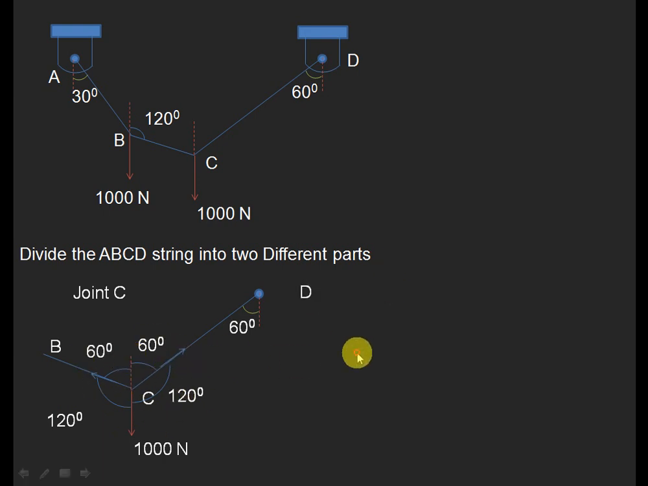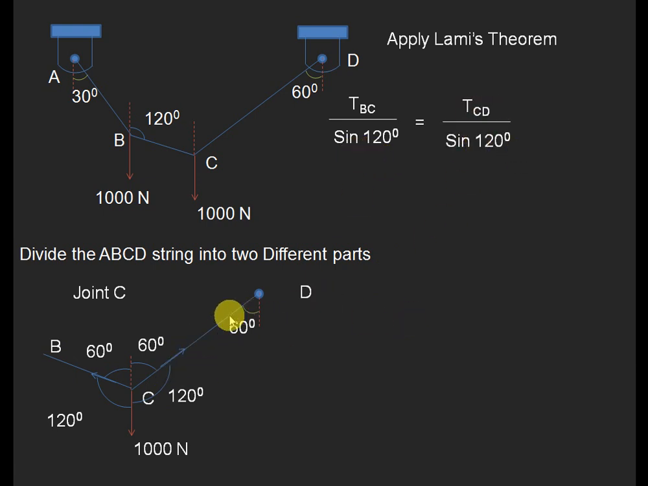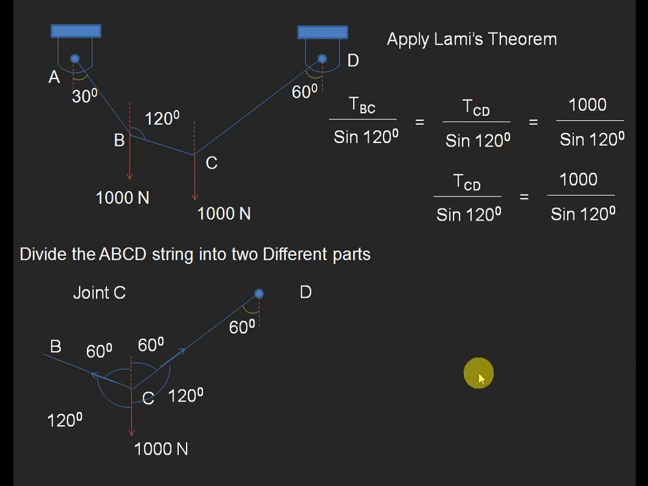According to this, try to write Lami's theorem. Tension in BC by sine of the opposite angle, that is 120 degrees, is equal to tension in CD by sine of the opposite angle, that is again 120, equal to 1000 by sine of the opposite angle, that is also 120. For finding CD we need to take the last two terms. Take the two terms with TCD. This sine 120 and this sine 120 get cancelled. So TCD ultimately is 1000 newtons.